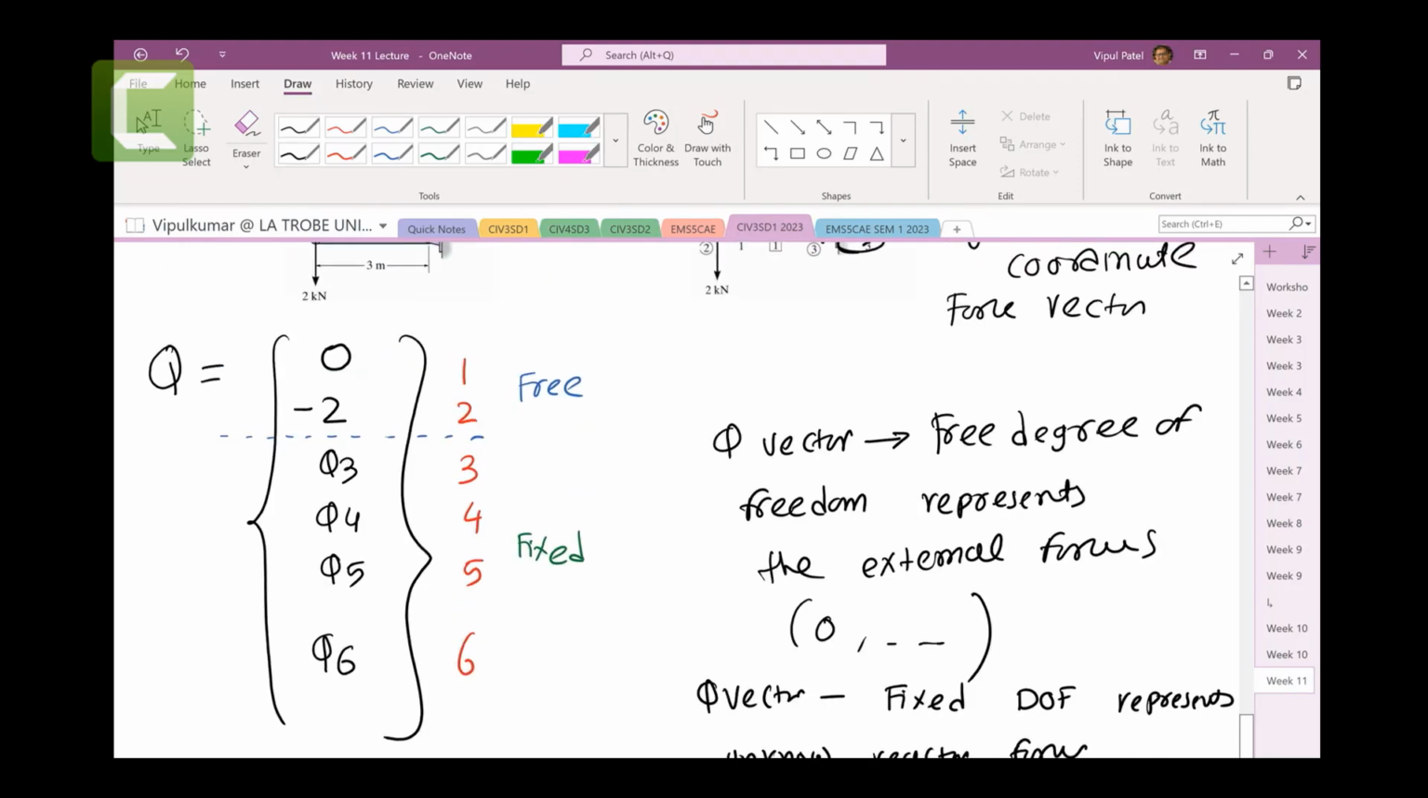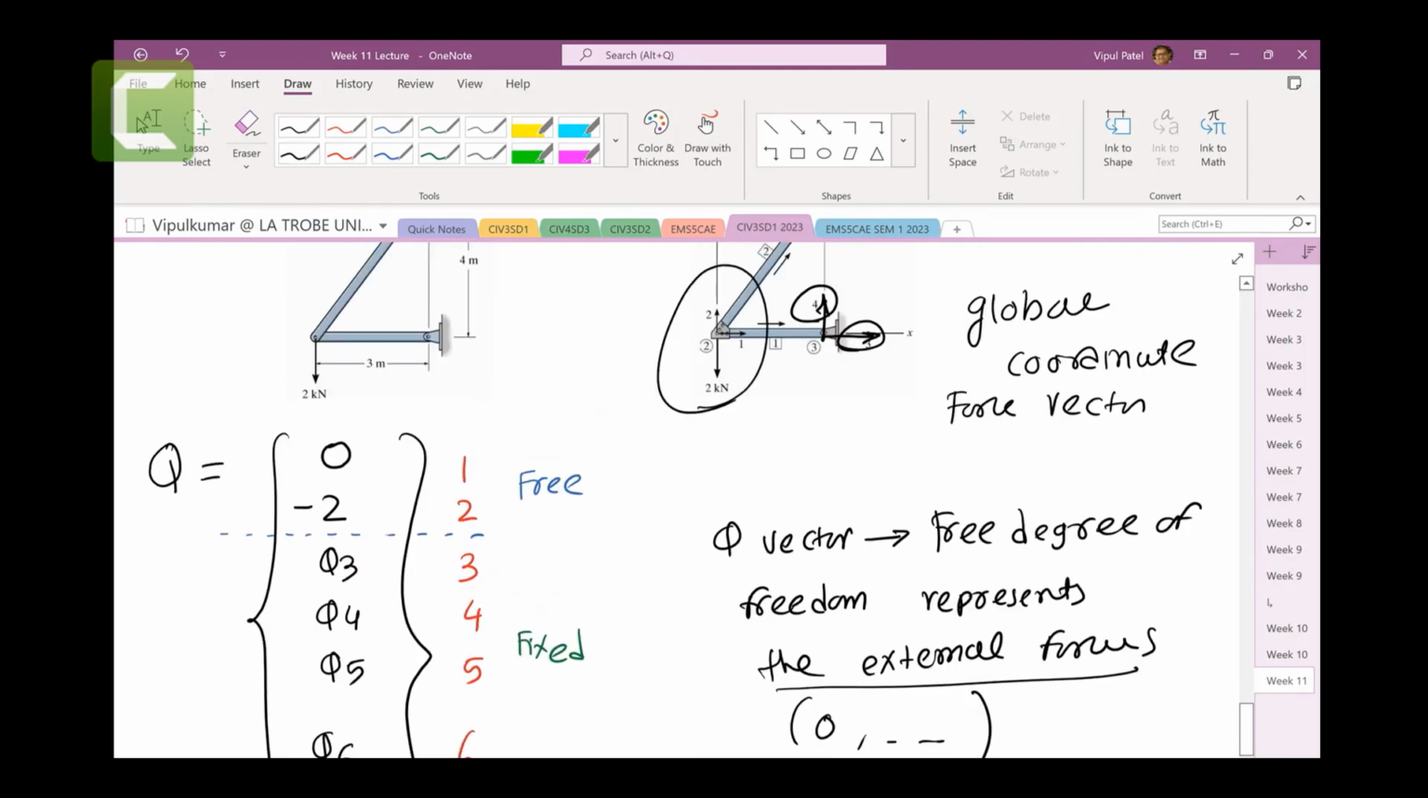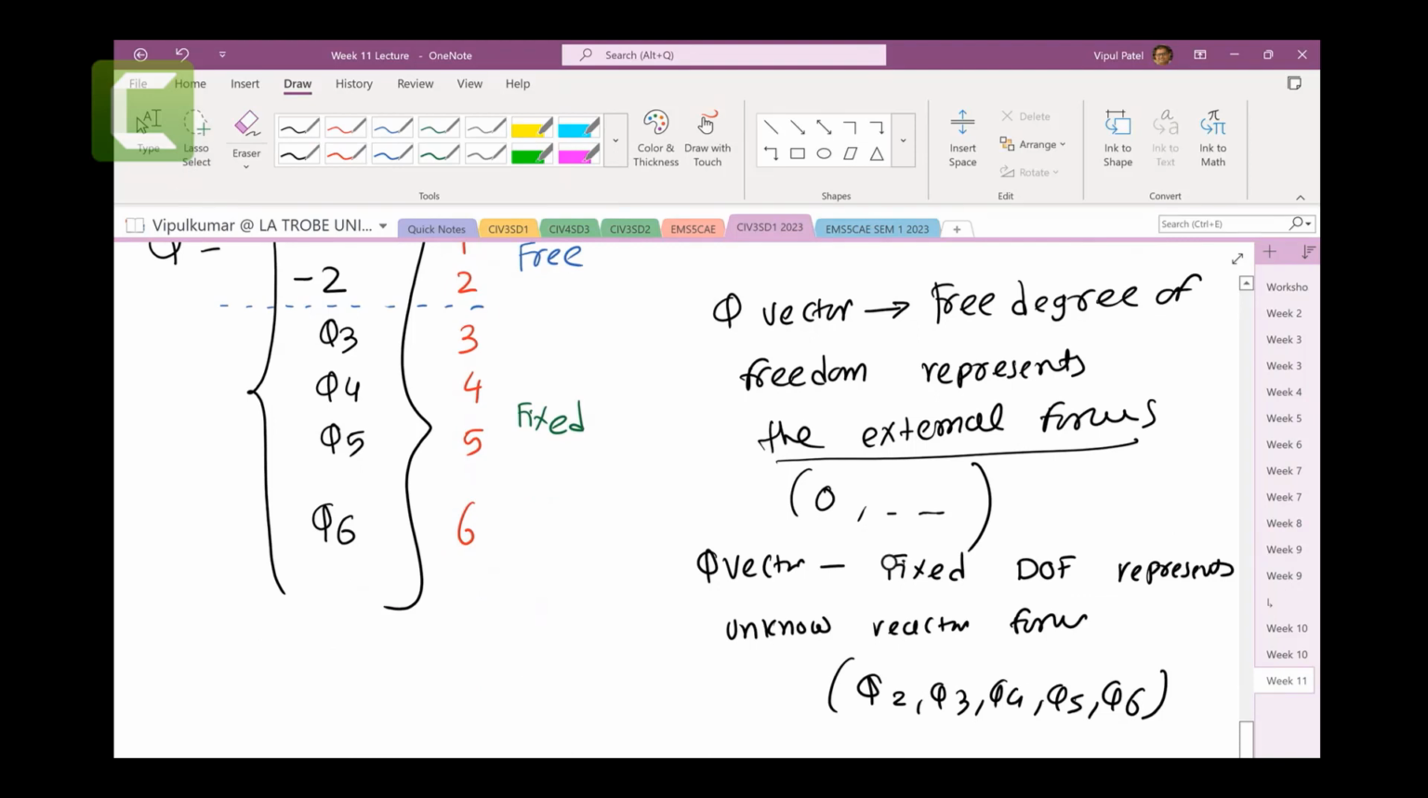Note that your free degrees of freedom in the Q vector represent the external forces that you have, and these are basically known values. And these are basically unknown values. And that's also what the fixed degree of freedoms in the vector represent.